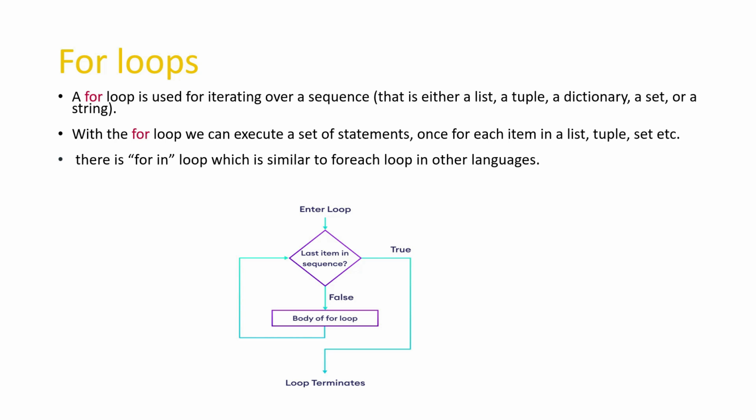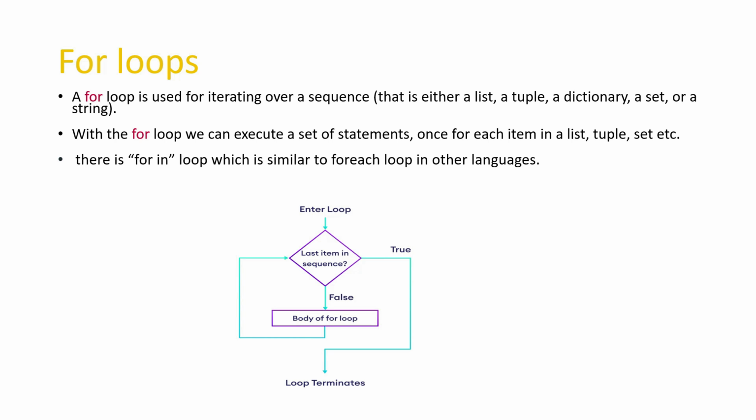In this for loops lesson, I'm going to explain what sequences are, what iterators are, how the for loop statement performs, and how it will execute. I will explain one by one. What is a for loop? A for loop is a loop used to iterate over a sequence. What is a sequence? List, tuple, dictionary, set, or a string. All of them are called sequences.